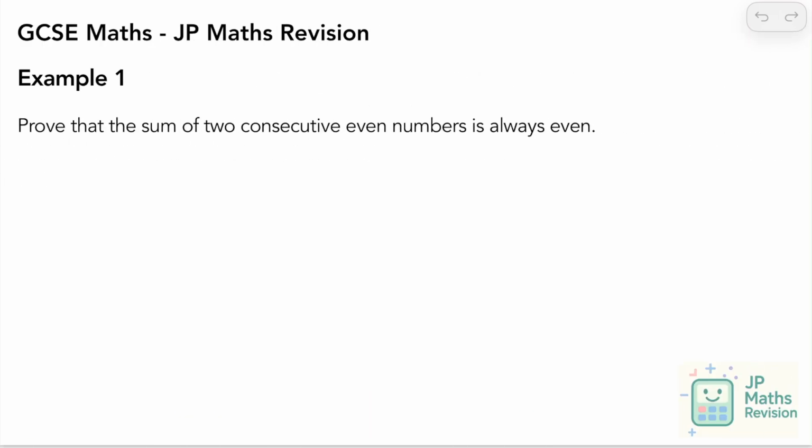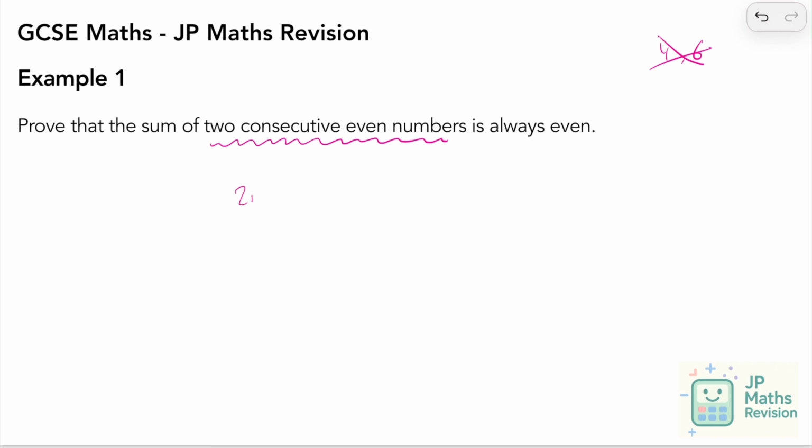Here's an example. We need to prove that the sum of two consecutive even numbers is always even. The first thing I need to do is define our two consecutive even numbers. We need to show this is always true, not just true for a particular example. I couldn't just pick two consecutive even numbers, 4 and 6, because that is only going to show this is true for the examples 4 and 6. So instead, I'm going to generalize two consecutive even numbers.